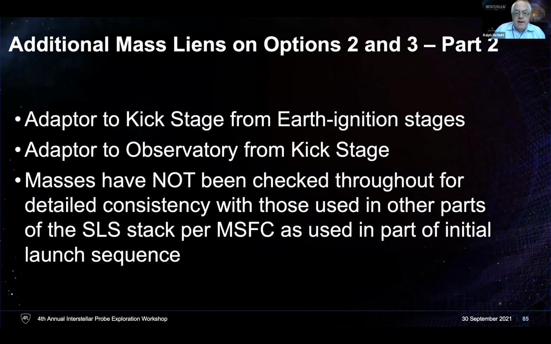We also looked at other mass liens that had to do with having appropriate adapters, because one has to worry about the adapters which can actually, on the Earth, carry the mass of everything above those. These are going to increase the amount of mass that I have to carry. This is all taken into account for option 1, where I'm using all of the stages during the Earth launch. But for options 2 and 3, where I'm carrying a solid rocket motor with me out into deep space, I have to worry about doing the right bookkeeping on those. Next, please.